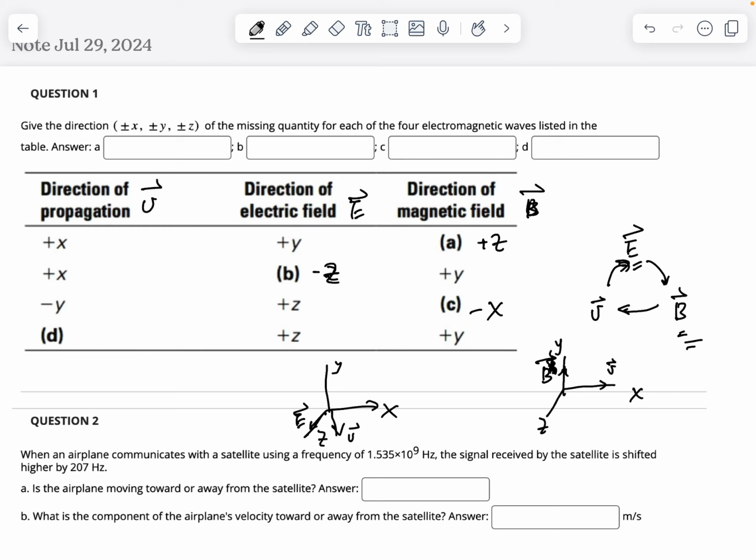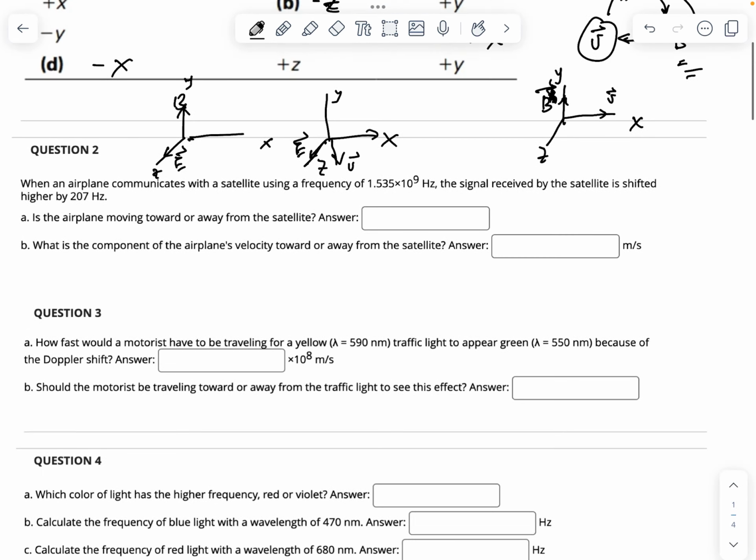All right, D, the last one. We know E, E is Z. And we know B, B is Y. Looking for V, so this is E cross B. Point to E first, then sweep to B. And so this one is negative X, okay? All right, so that's the first question.